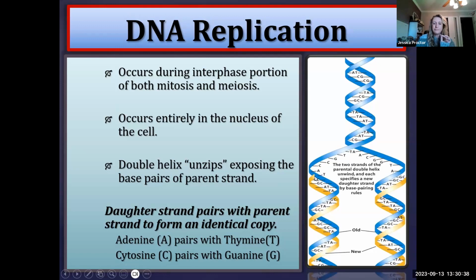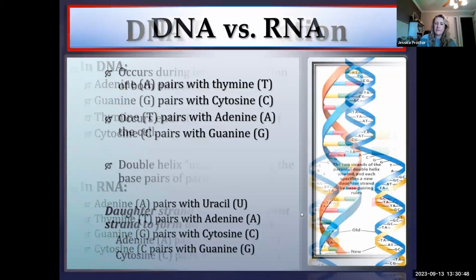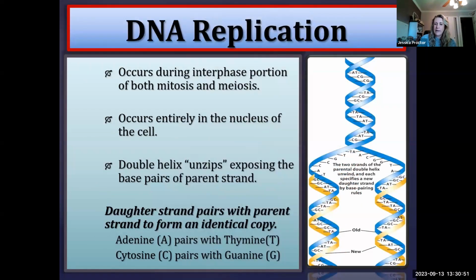As these nitrogen bases are exposed, all the adenines, thymines, cytosines, and guanines, the new daughter strand comes in and pairs up following those rules we learned about. That's why we need to know that adenine will always pair with thymine and cytosine will always pair with guanine. If we're talking DNA replication, every single time adenine will pair with thymine and cytosine will pair with guanine. Every single time, no exceptions. Always A to T, always C to G.